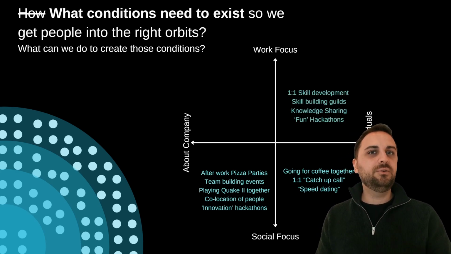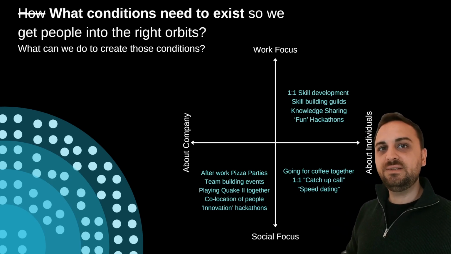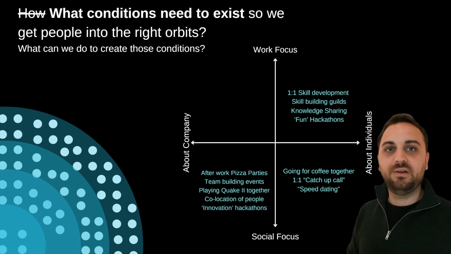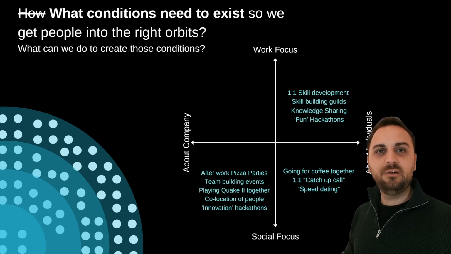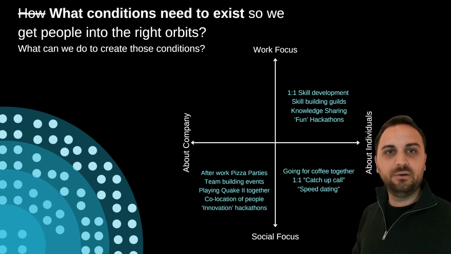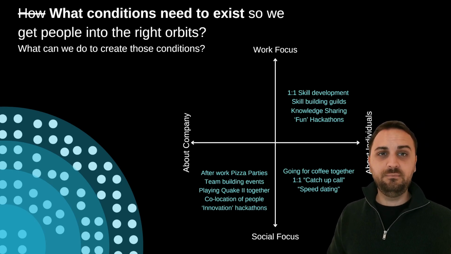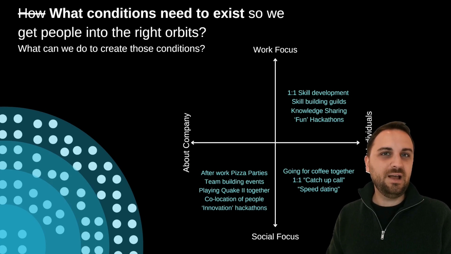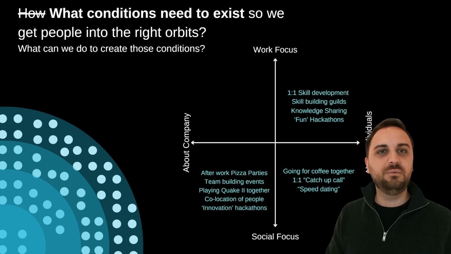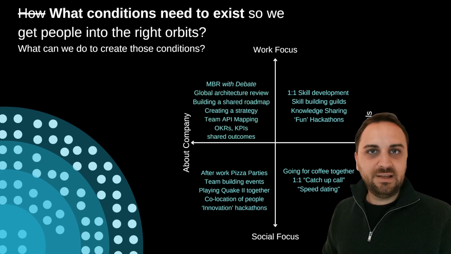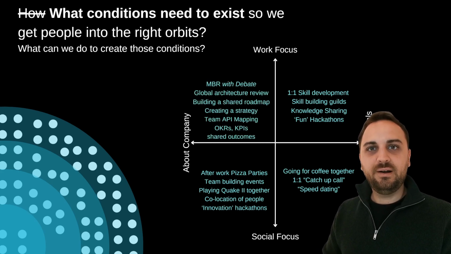Co-location of people, innovation hackathons, lots of great opportunities in there to do social focus about the company. And then you have about the work, but about the individual. One-on-one skill development, skill building guilds, right? So you see a DevOps guild to talk about cloud technologies. We're not talking about anyone's project. We're talking about how to use Terraform. Knowledge sharing, fun hackathons where you do a hackathon just for fun. Maybe you have a finance company using VR goggles. It's probably not going to actually be about the company, but the individual wanted to do it, and it's kind of about work. And you also have other things that are very specifically about work and about the company.